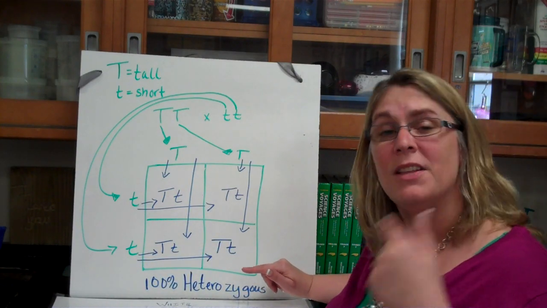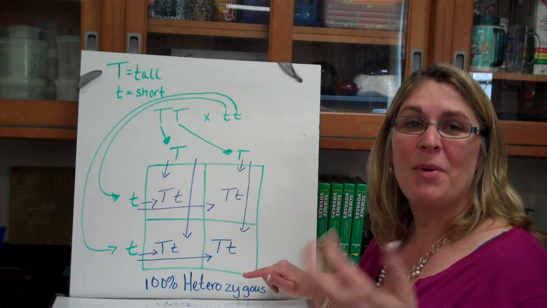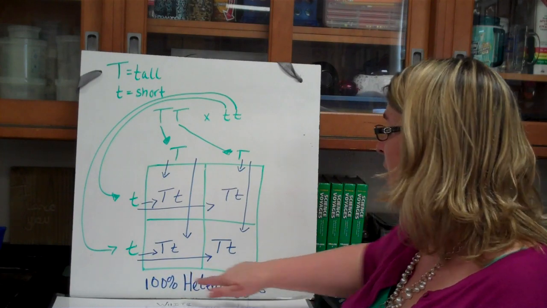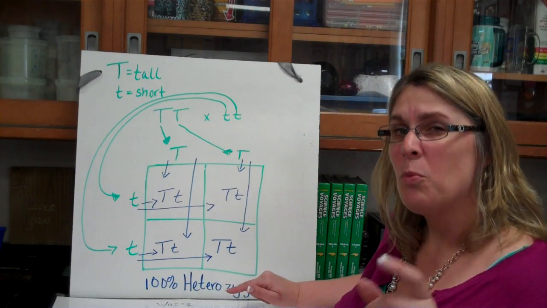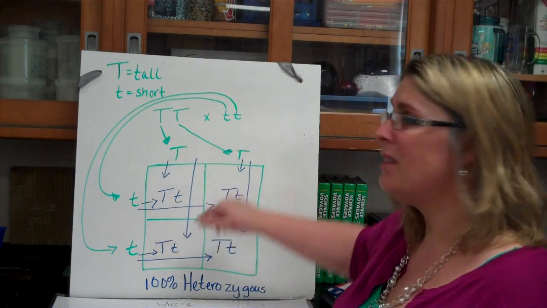All of the offspring in this genetic cross happen to be heterozygous. And we like to talk about percentages. So the genotype is heterozygous, and we have 100% of heterozygous individuals. But the phenotype, what it looks like, they're still all tall because there's a big T there.